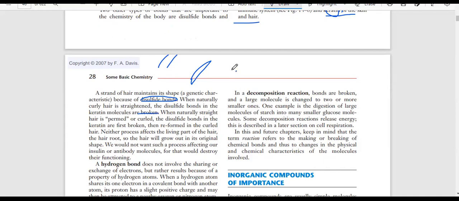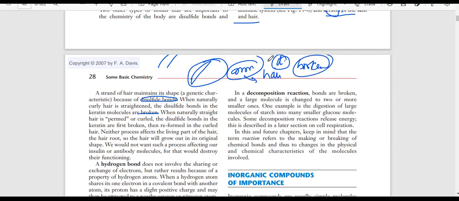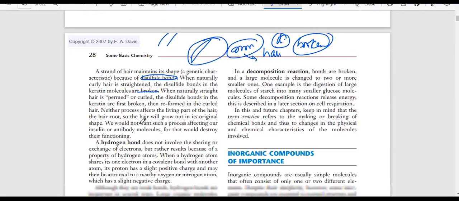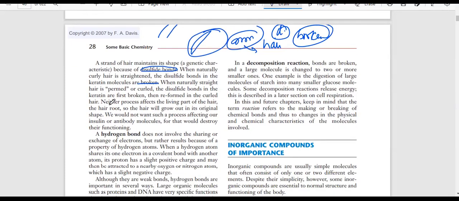So if a person has curly hair, the shape depends upon these disulfide bonds. If anyone is straightening her or his hair, what will happen? The disulfide bonds are broken. When naturally straight hair is permed or curled, the disulfide bonds in the keratin are first broken, then reformed in the curled hair.